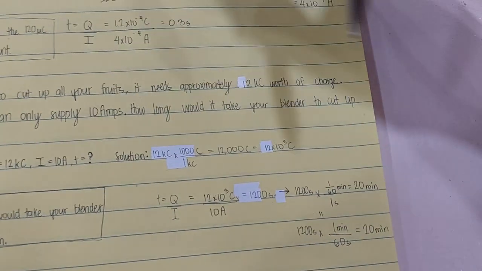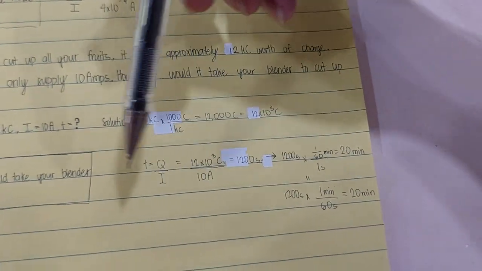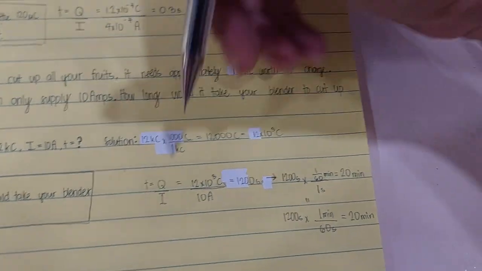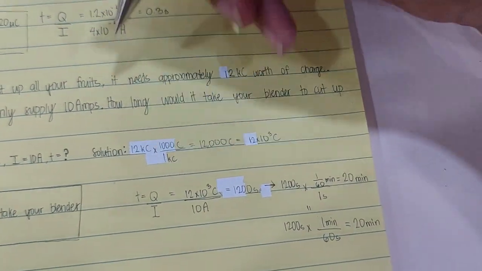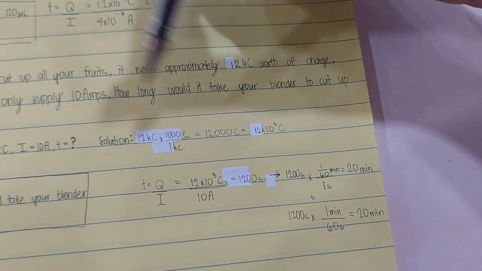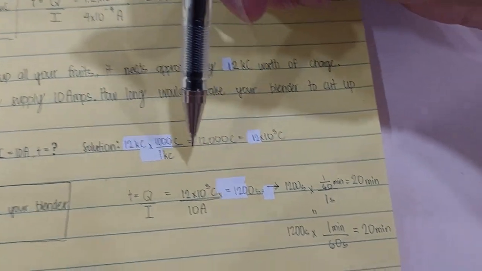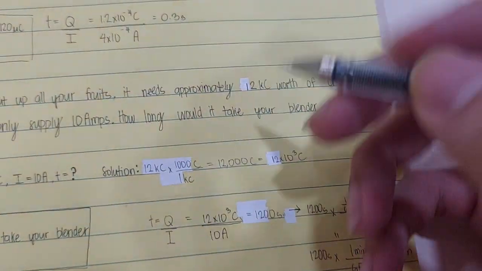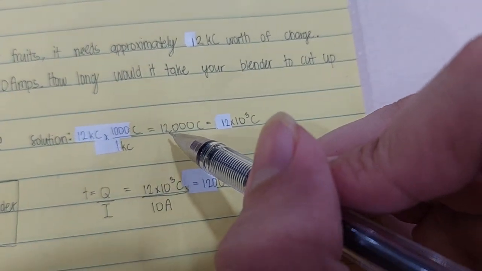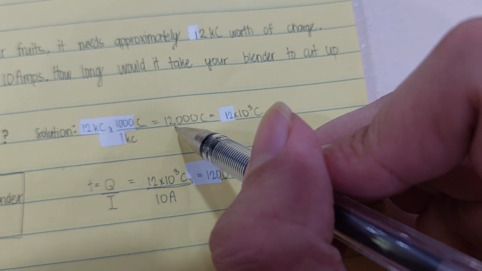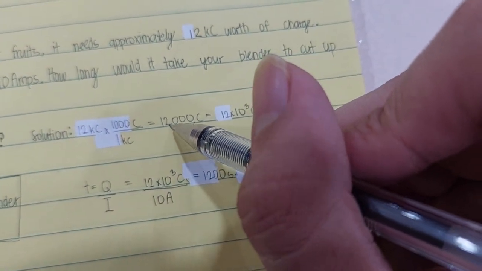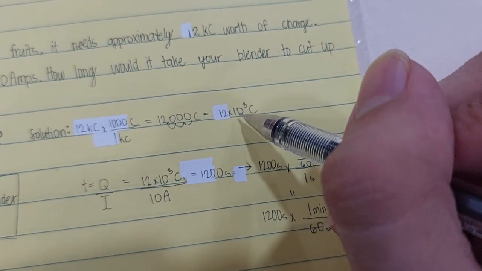Now we can solve. But before putting it into our formula, we have to convert the kilocoulombs into normal coulombs. In 1 kilocoulomb, there are 1,000 coulombs. So put that in your calculator and you'll get 12,000 coulombs. You can simplify that with scientific notation, and notice that if we have the decimal place right beside 12, we'd need to move the decimal place 1, 2, 3. So it's 12 times 10 to the power of 3.